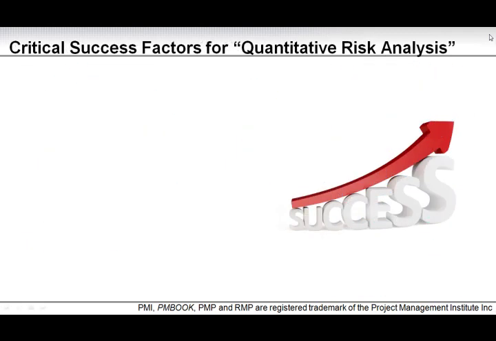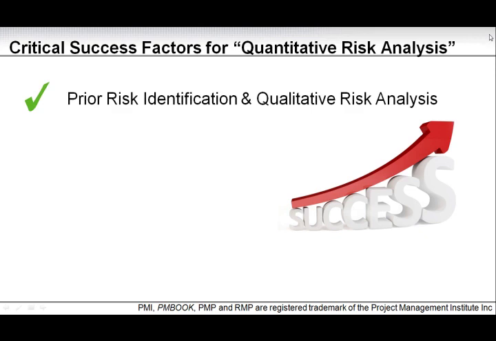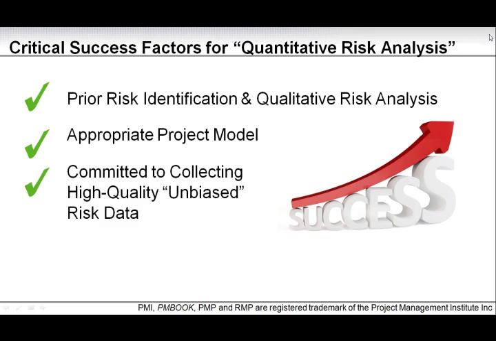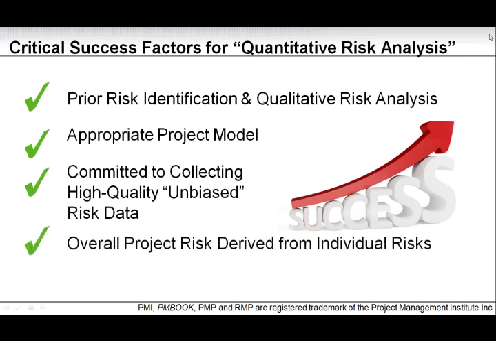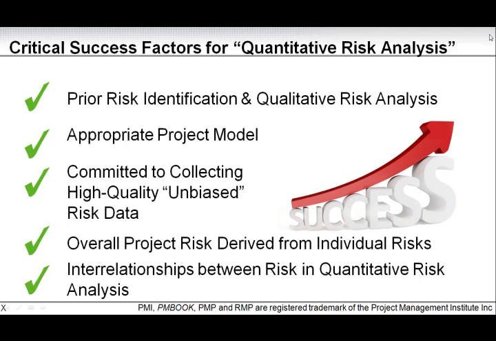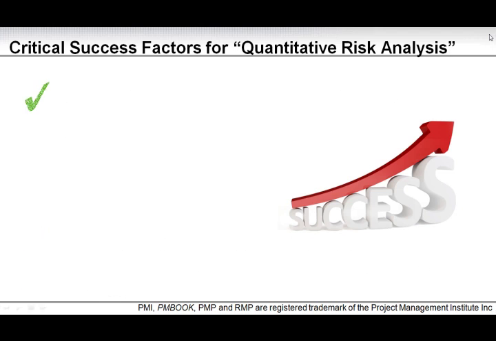So with that understanding of what the differences are, now let's have a look at the critical success factors for quantitative risk analysis. There are a number of success factors. The first one is prior risk identification and qualitative risk analysis. Again, it builds on top of the qualitative risk analysis. Then, appropriate project model, commitment to collecting high quality unbiased risk data, overall project risk derived from individual risks, and finally interrelationship between risks in quantitative risk analysis. So let's look at them one by one.